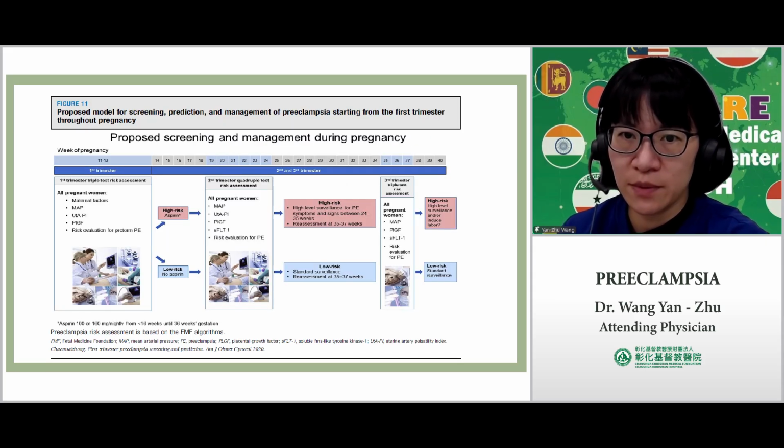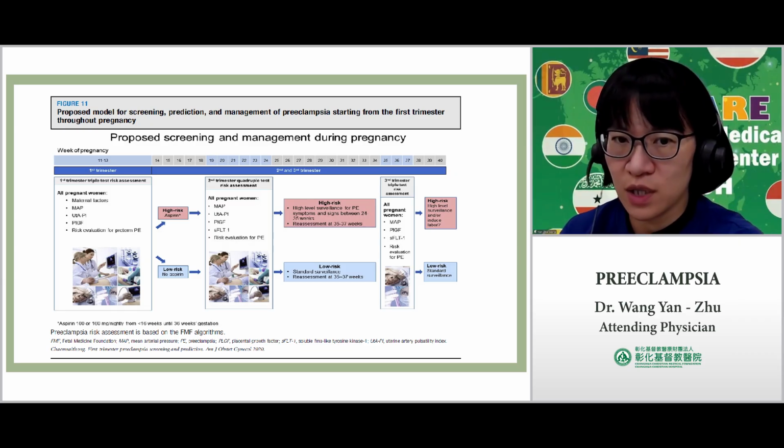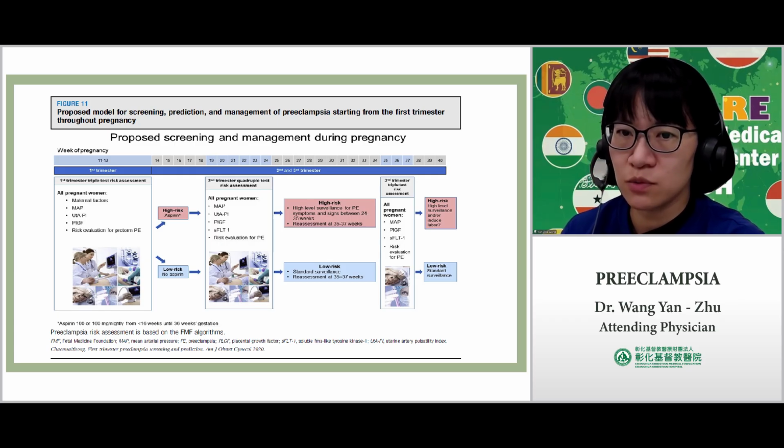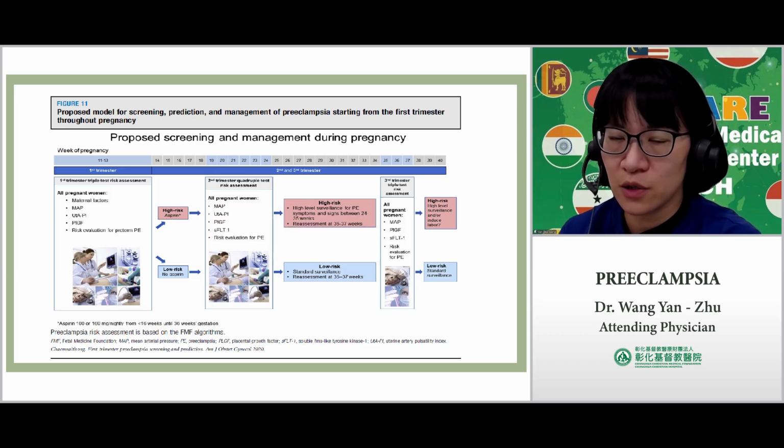So the proposed screening and management method during pregnancy is: from the beginning, at 11 to 13 weeks, we do the first trimester screening as we said before. For high risk groups, we give them aspirin for prevention. For the low risk group, they don't need it, and they just keep the routine antenatal care: before 20 weeks, once every month, and after 28 weeks, twice every month, so you come back to your clinic every 2 weeks. And after 37 weeks, you come back to your clinic every week.